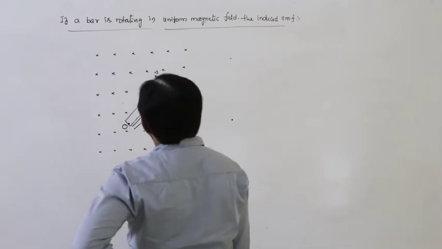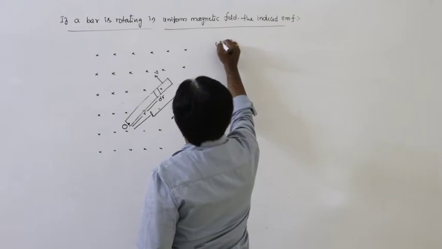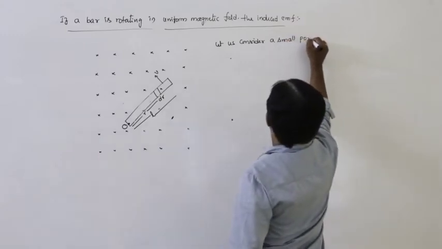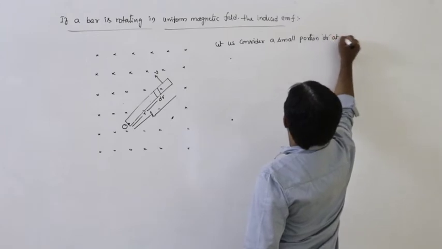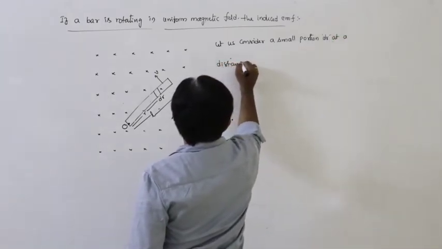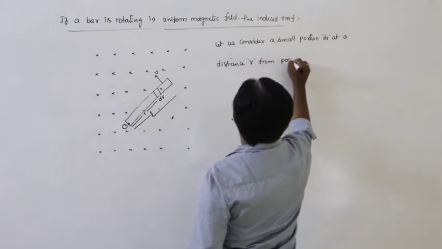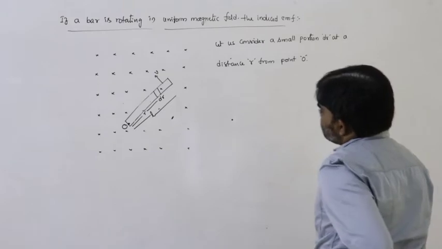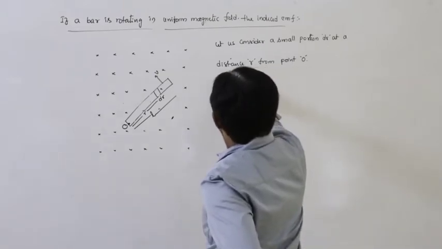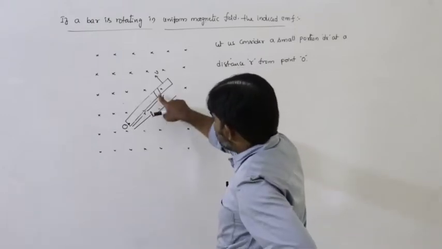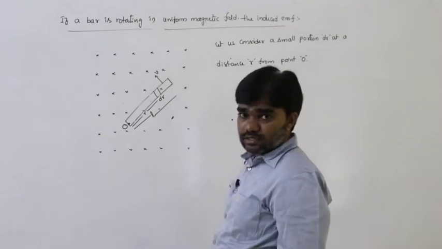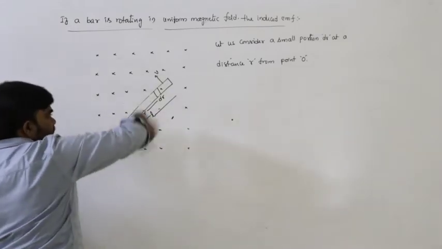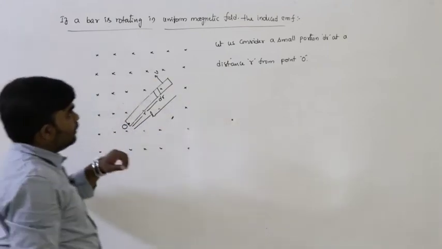Let us consider a small portion dr at a distance r from point O. Because the end O is fixed, this bar is rotating in this plane.